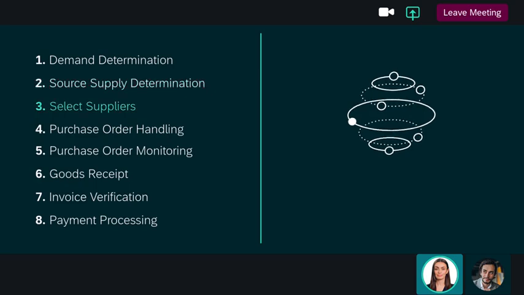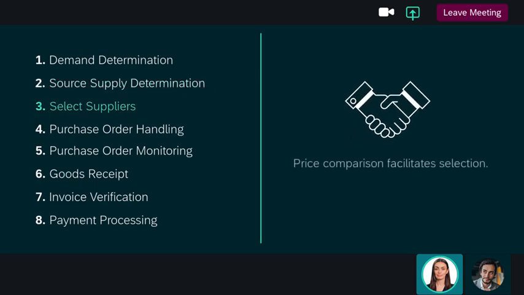The next step is to select suppliers. A price comparison of the various offers facilitates the selection of suppliers. Rejection letters can also be sent automatically.